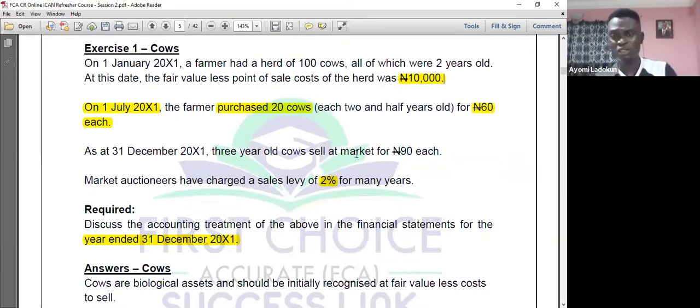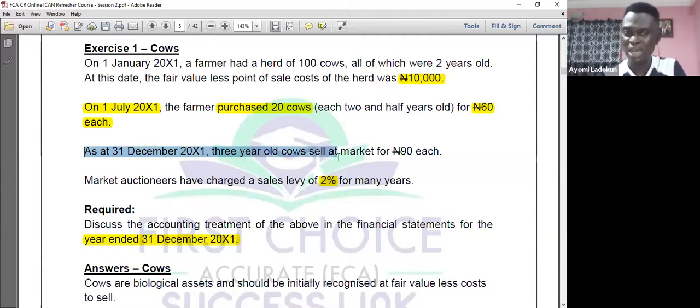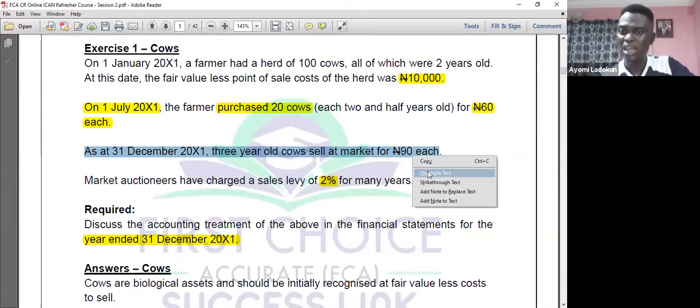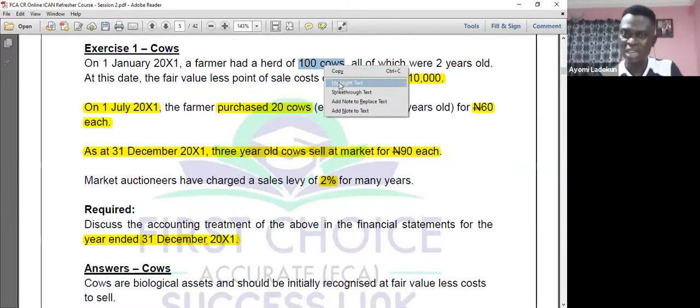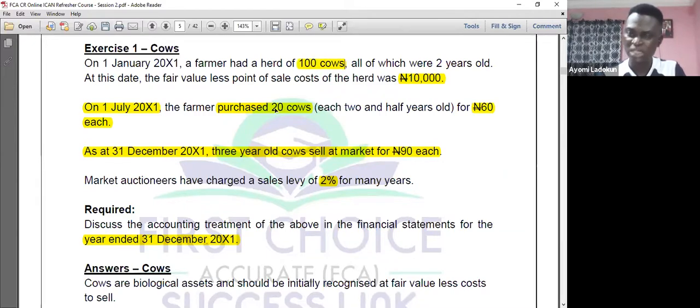Then I will ask the question, how much are they selling cow at the end of the year? The examiner says, as at 31st December, 3-year-old cow sold for 90 naira. Can you see the point? 3-year-old cow sold for 90 naira. I have 100 cows at the beginning of the year. I purchased 20. At the end, I have 120. Did you see the point? I have 120. I will simply say 90 multiplied by 120 is going to give me a figure. That's it. It's going to give me a figure at the end of the year.